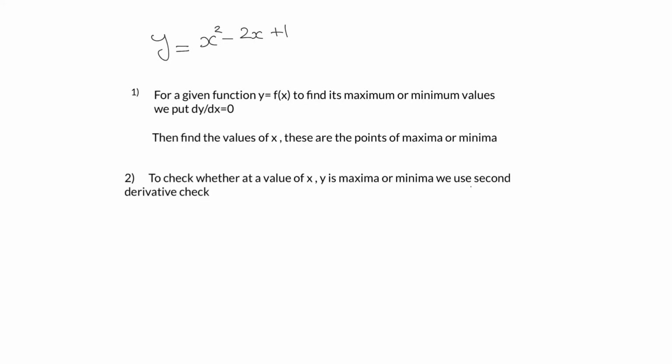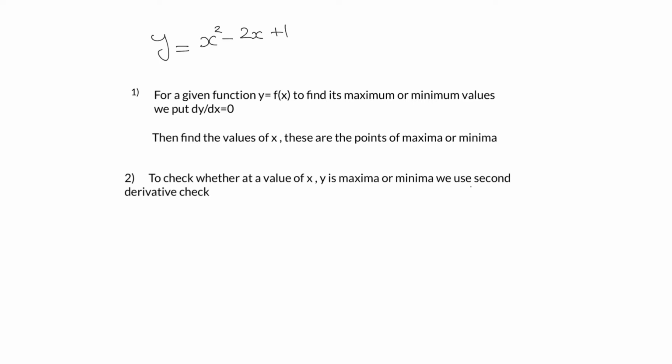I know that it is somewhat difficult to understand, so we'll take some examples, and along with the examples we'll try to understand this concept. Let's say it is given that y is equal to x square minus 2x plus 1, and our aim is to find out the maximum possible value of y and the minimum possible value of y, and for what value of x we get the maxima and for what value of x we get the minima. So we can observe what our first step is. Our first step was, for a given function y is equal to f of x, to find its maxima or minima, we put dy by dx equal to 0, then find the value of x.